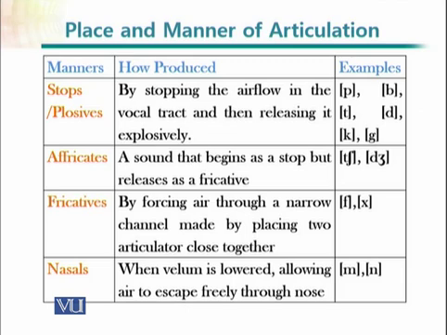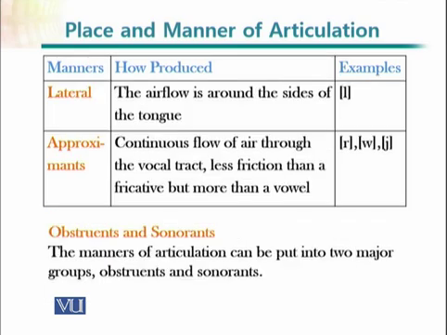Then nasals are produced when the velum is lowered, allowing air to escape freely through the nose. Ma and na sounds could be seen as examples of nasal sounds. Lateral sounds are those produced when the airflow is around the sides of the tongue. And approximants are sounds based on the continuous flow of air through the vocal tract, with less friction than a fricative but more than a vowel. We could see a ra sound as a typical example of this.